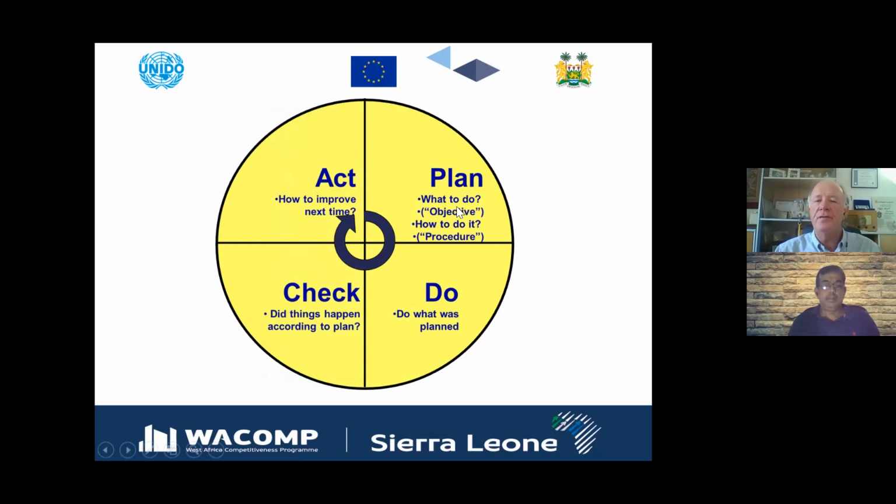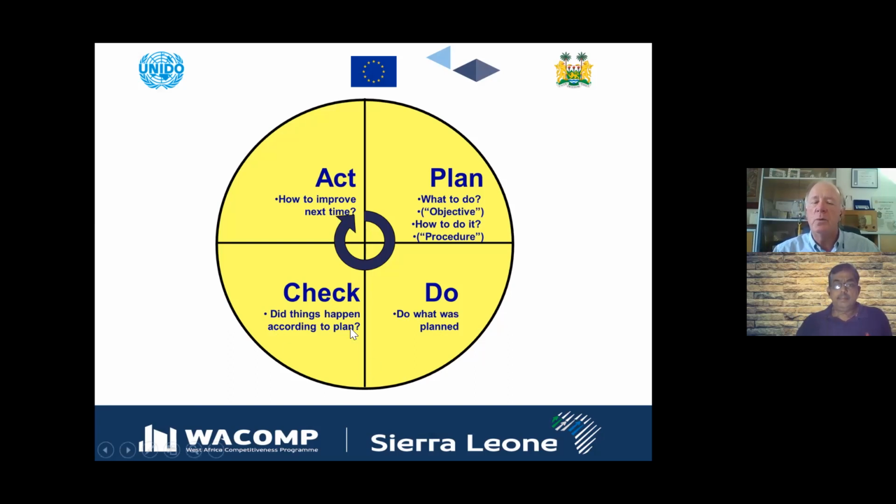Plan in the simplest form what to do, what our objective is, and how to do it using procedures, flow charts, work instructions, or whatever. Then we do what was planned, or at least we try to do what was planned. We may not always be successful. There may be resources lacking, or we may have some problems with the procedure.